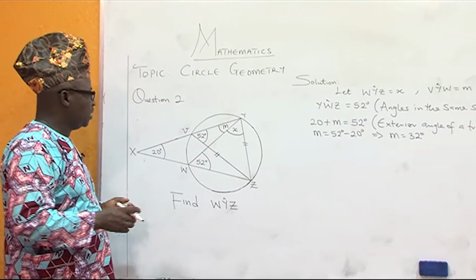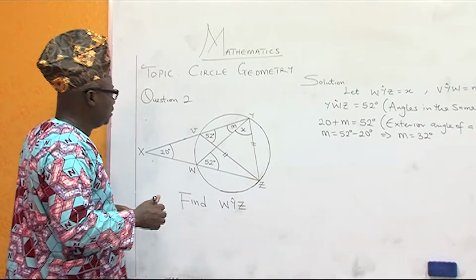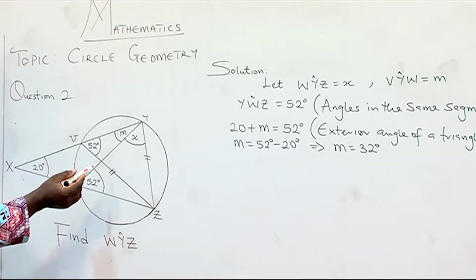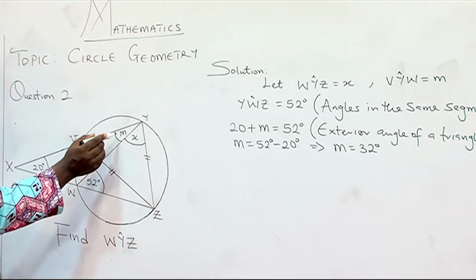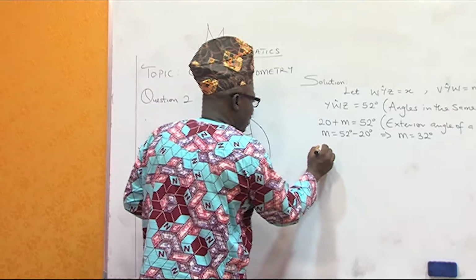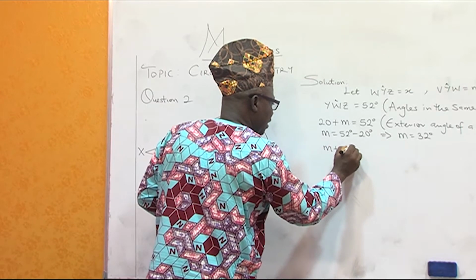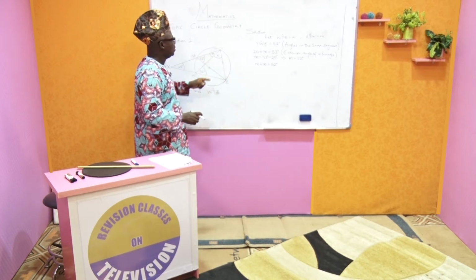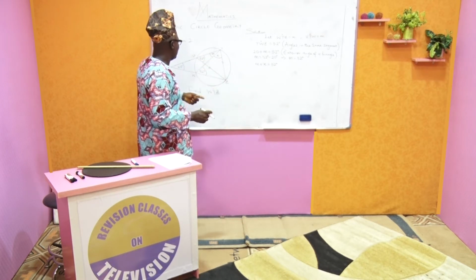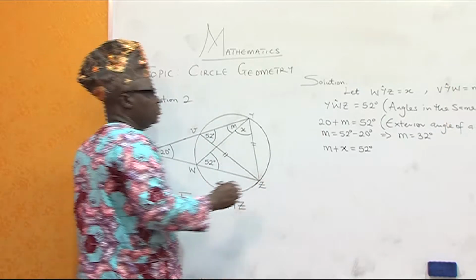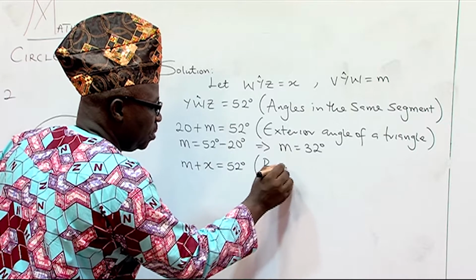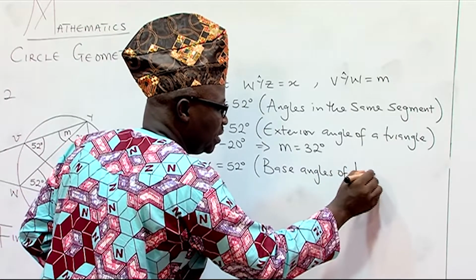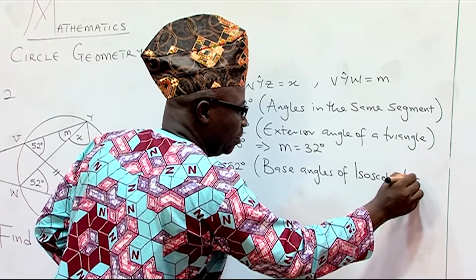Then I'll now go back to the previous point I've made, that this triangle is an isosceles triangle and the base angles are the same. That is 52 degrees is going to be M plus X. So I can write that M plus X is going to be 52 degrees. Why are they equal? Because both of them are the base angles of an isosceles triangle VYZ. So I'll write, base angles of isosceles triangle.